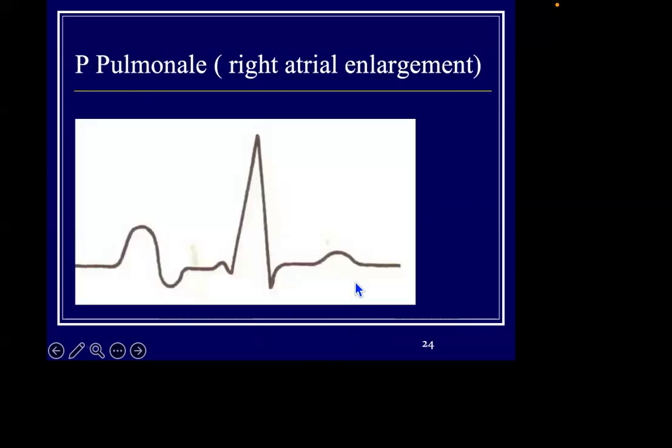So when you find a biphasic P wave in lead V1, if you find the initial portion is larger than the next portion, usually this is due to right atrial enlargement. So right atrial enlargement in conditions like pulmonary hypertension, pulmonary stenosis, and these things, the first positive portion of the P wave, we say it is biphasic. So the first positive portion will be larger than the second portion, and usually this is called P pulmonale.